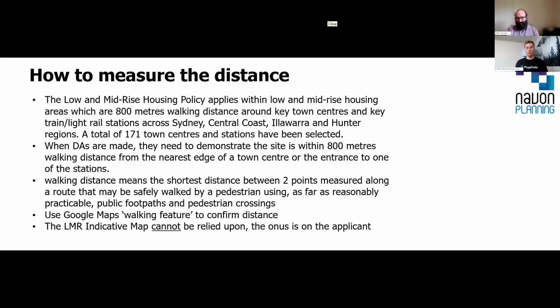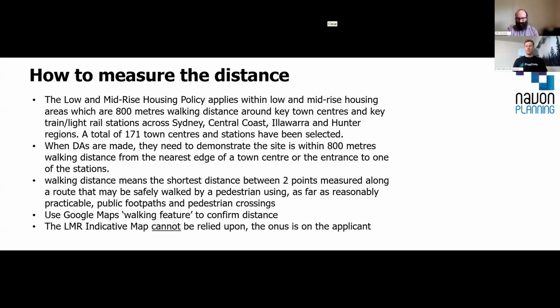There is a legal definition of how to measure the distance. There are a lot of bullet points here. I don't expect you to read them all, but as I said at the beginning, you will receive these slides so you can look at them at your leisure. But essentially, looking at the third bullet point here, it says walking distance means the shortest distance between 2 points measured along a route that may be safely walked by a pedestrian using, as far as reasonably practicable, public footpaths and pedestrian crossings. So while it might seem straightforward, it's not.